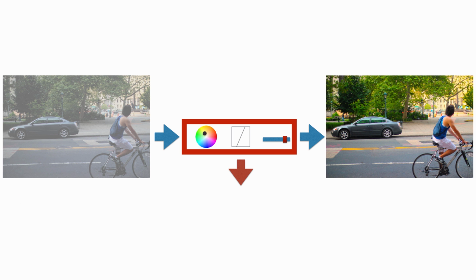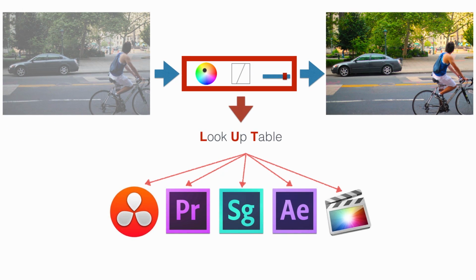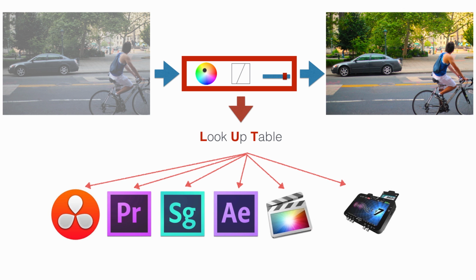So as a solution, you can save your modifications as a lookup table or a LUT, a format that can be read across multiple platforms. So the same LUT can be read on DaVinci Resolve, on SpeedGrade, and most other softwares. And even some cameras and monitors can read LUTs. We'll see why in a minute.